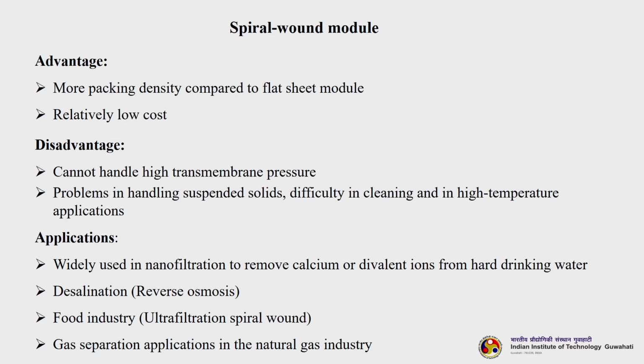So, the applications are widely restricted to nanofiltration to remove calcium or divalent ions from hard drinking water, desalination, the reverse osmosis which I showed you in the previous slide, and the food industry in which ultrafiltration is used, usually the spiral wound membranes are UF membranes, and gas separation applications in the natural gas industry.